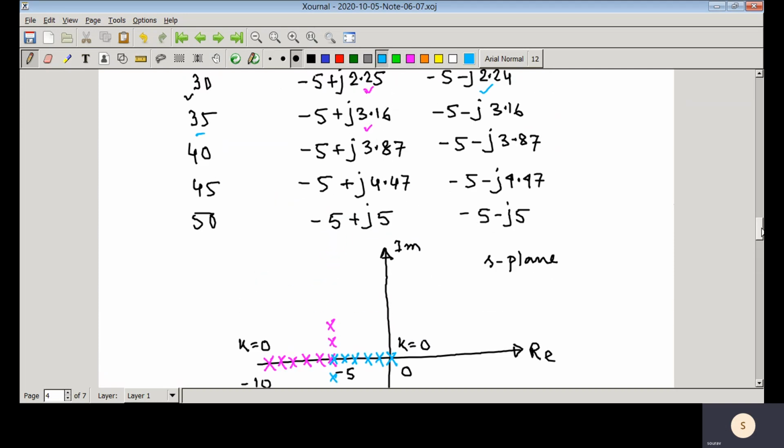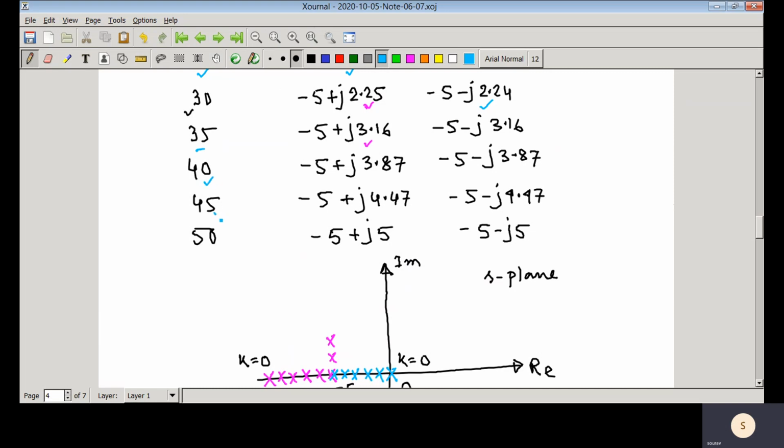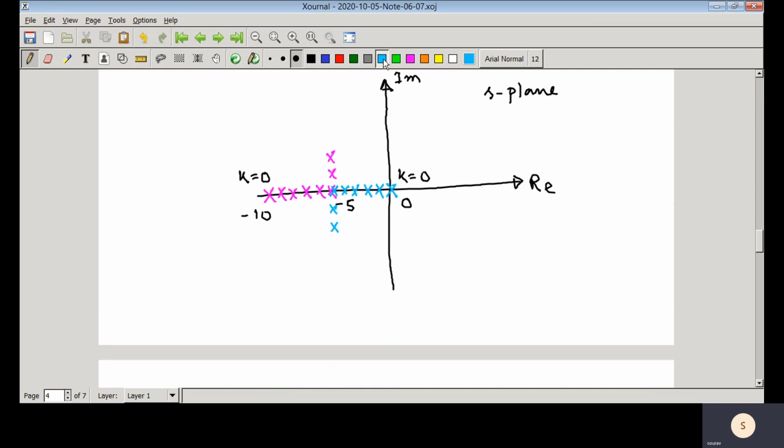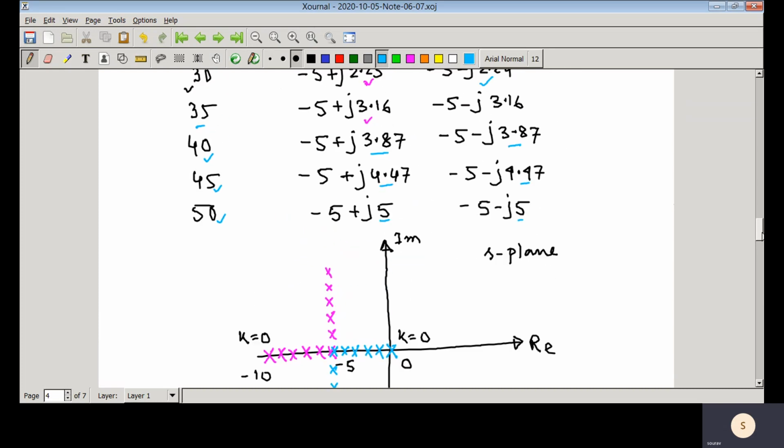So here you can see that whenever you are increasing that value, those values are increasing like this, and this value is also increasing like that. That means the locations of the poles are going like this. One pole is going like that, and the other pole is varying like that. So basically this is the root locus. This particular representation is called the root locus.